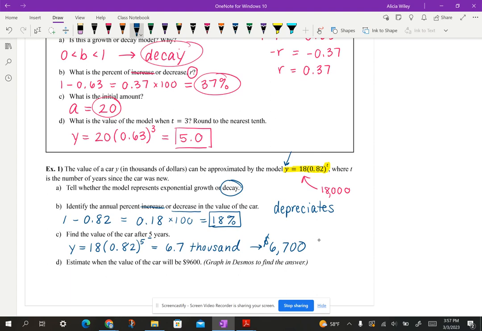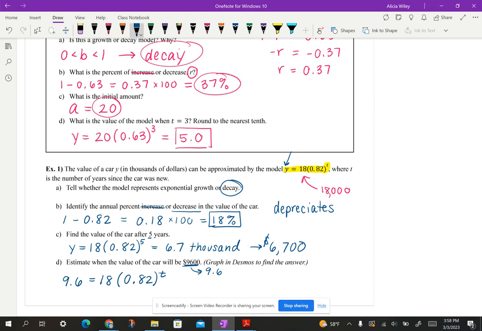So what we're going to do is we're going to take our model, y equals 18 times 0.82 to the power of t. And remember that this is the ending value. So what you're going to do is you're going to plug that value in for y. Now, I'm going to go ahead and keep it written as like 18,000, 6.7 thousand. I'm going to write this as 9.6 thousand. So when I plug it in for y, I'm going to have 9.6 equals 18 times 0.82 to the power of t. So basically what we're looking for here, remember, t is kind of like your x value. We're looking for what is the x value when y is 9.6.